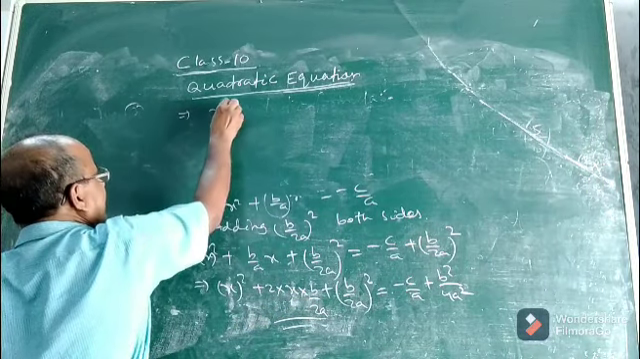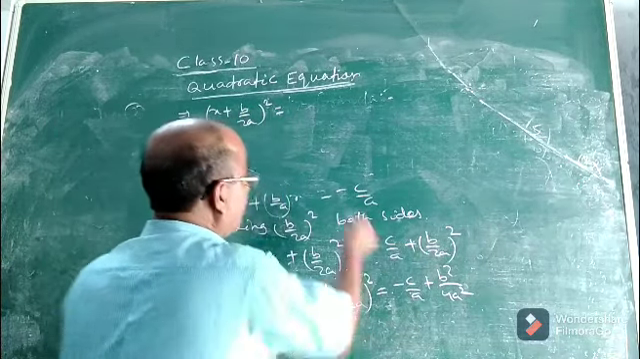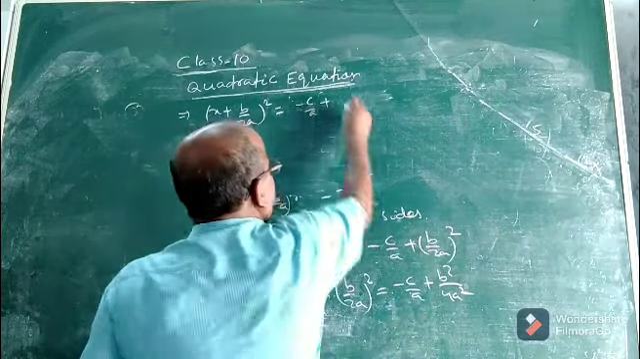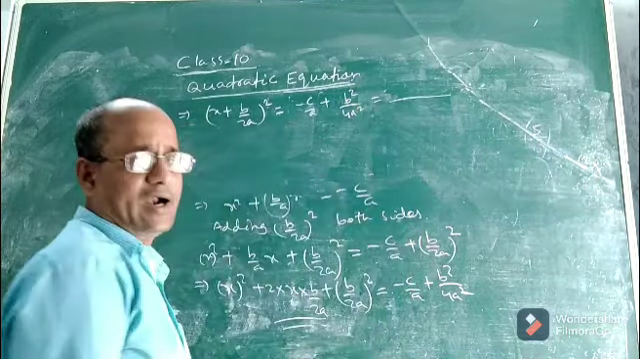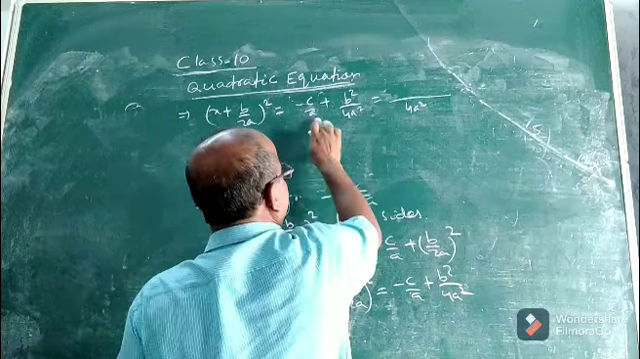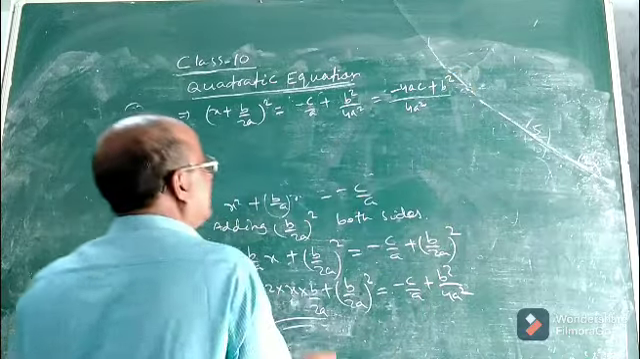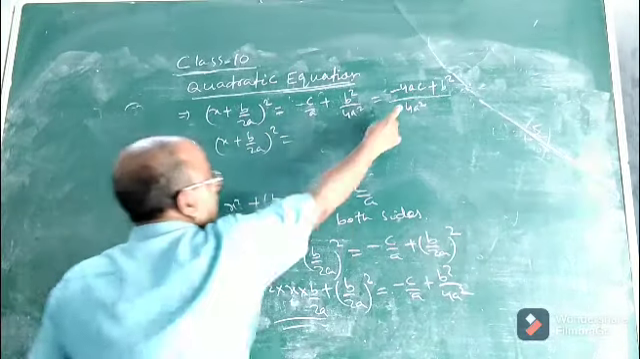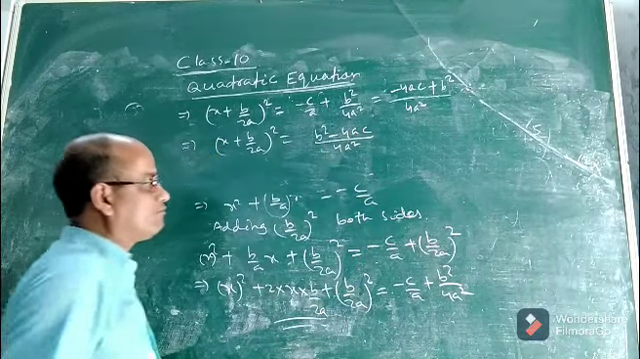So I will write x plus b by 2a whole square equal to this one, minus c by a plus b square by 4a square. Now take the LCM and add these two on the right hand side. So LCM will be 4a square, and this will be 4a square by a is 4a. This will be minus 4ac plus b square. That means x plus b by 2a whole square will be equal to b square minus 4ac by 4a square.